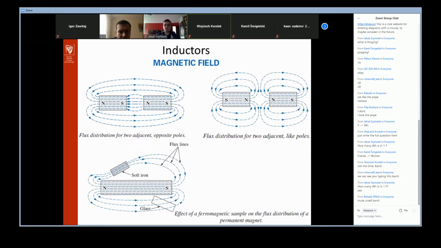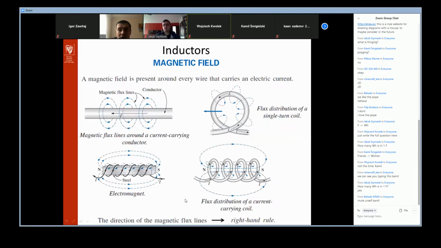And the same story is for the ferromagnetic materials. They are like the wires for the magnetic flux lines. That's why we can change the shape of the flux lines using ferromagnetic materials. If we take, for example, glass, which is not a ferromagnetic material, we will not observe any changes in the flux line directions. Okay, that's very important information.